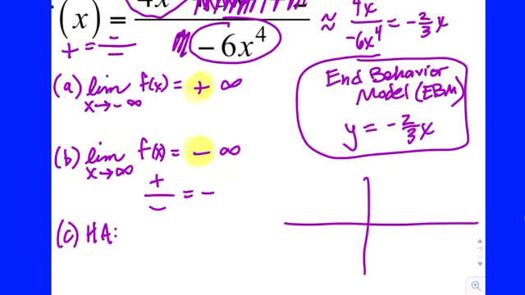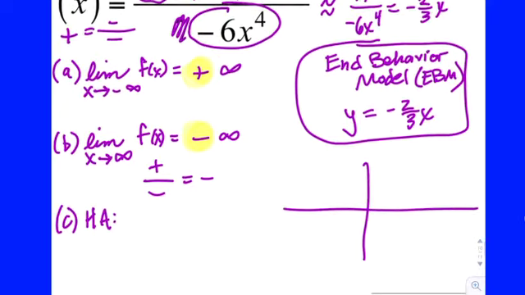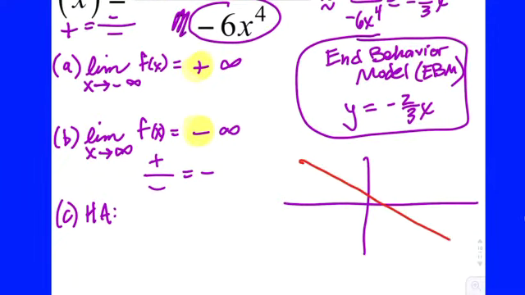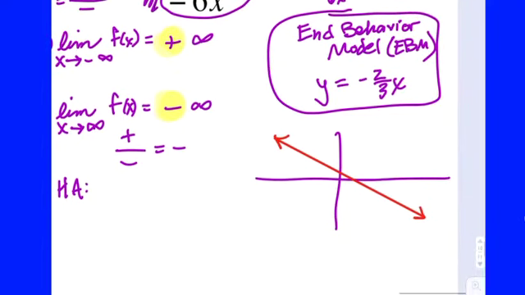Not a horizontal line, but a pitched line or a slanted line with a slope of negative 2/3. So I don't know what the y-intercept is, but I know a line with a negative slope is going to look something like that, correct? It's going to look something like that.